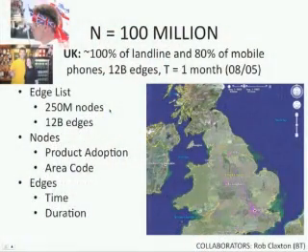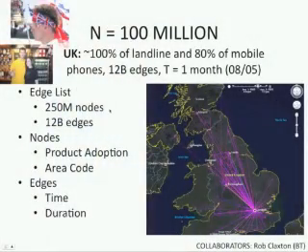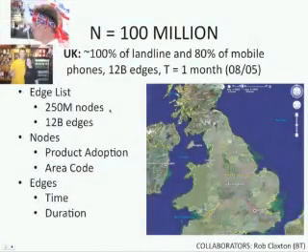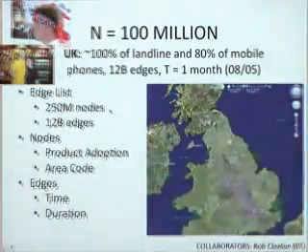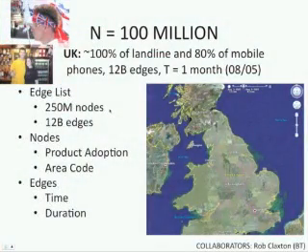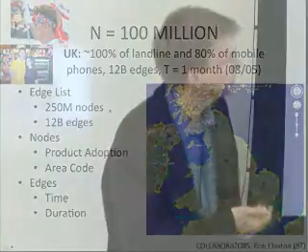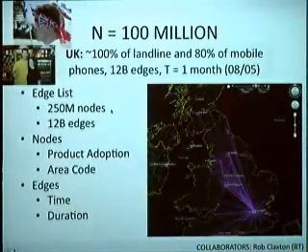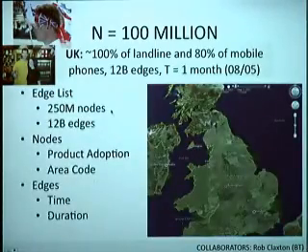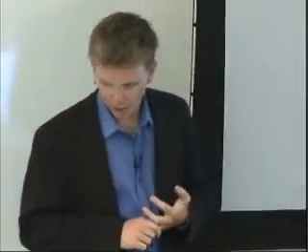So from those 10 million East Africans, this is now 100 million individuals in the UK. This is a graph actually of a social network now of 250 million unique phone numbers, 12 billion edges, and the nodes are characterized by region and by product adoption, and the edges have a time and duration associated with them. This represents virtually every landline phone call on about 80% of the mobile phones for the month of August of 2005. So it's a very large graph.